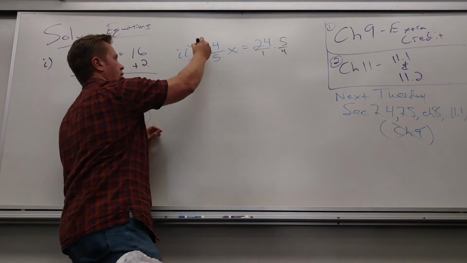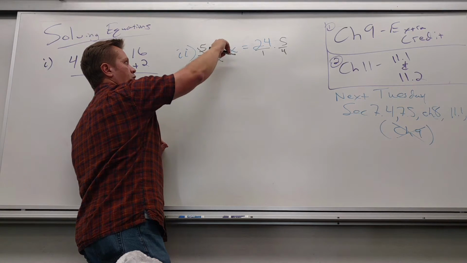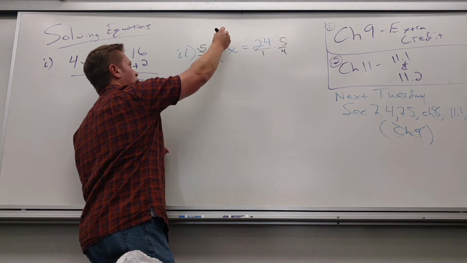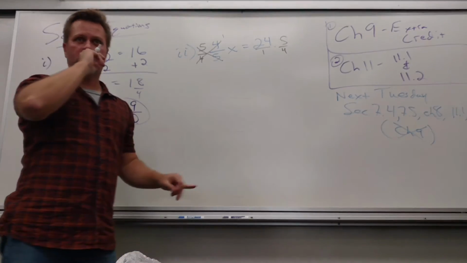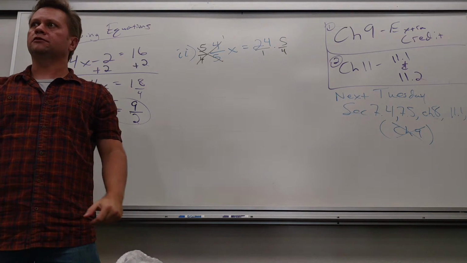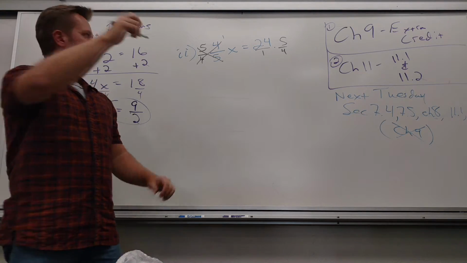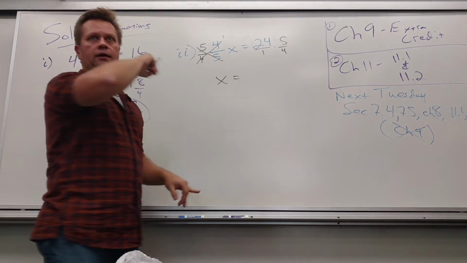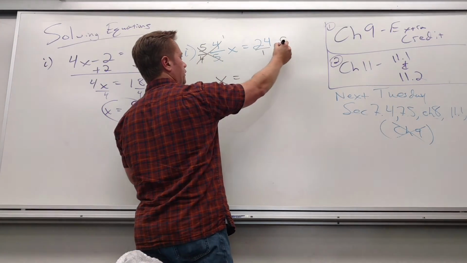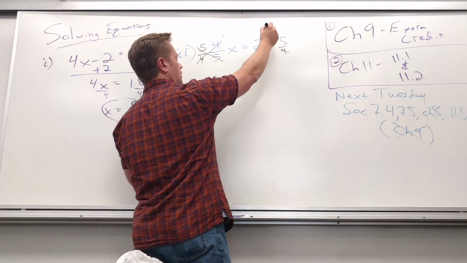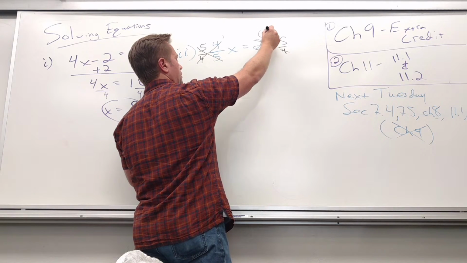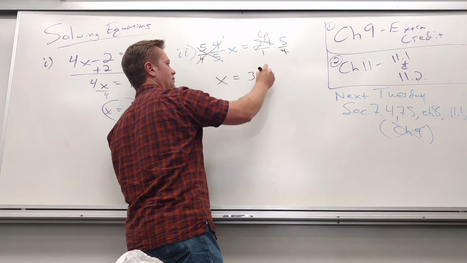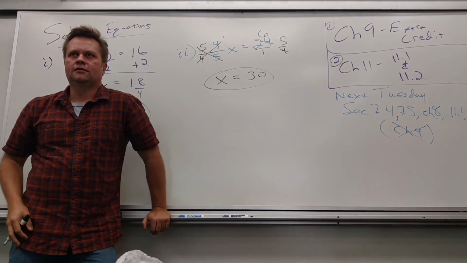It's gone. Now what's left in front of the x? X. 4 divided by 4 is? 1. There's no 0. If everything cancels, it cancels to 1. So now this side is exactly the way it's supposed to be. And over there, I just clean it up. 4 goes into 24 how many times? 6 times. 6 times 5. 30. I like that.